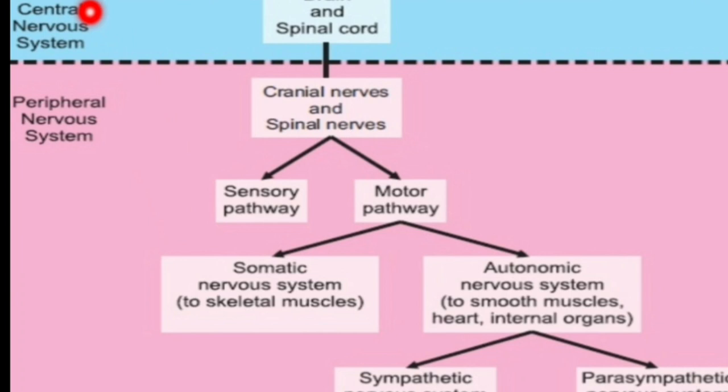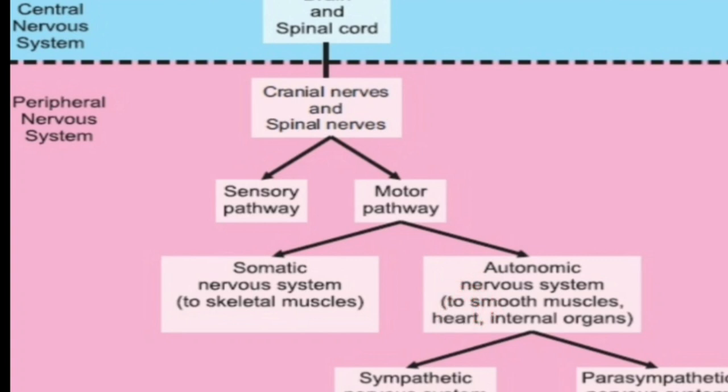Recap. Central nervous system consists of brain and spinal cord. Peripheral nervous system consists of cranial nerves and spinal nerves. Cranial nerves arise from brain and spinal nerves arise from the spinal cord. Then there are two pathways: sensory pathway, motor pathway. Motor pathway carries message from central nervous system, brain and spinal cord, to effectors. These consist of somatic nervous system and autonomic nervous system.